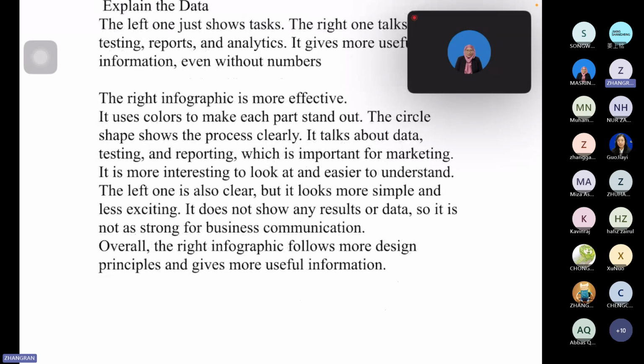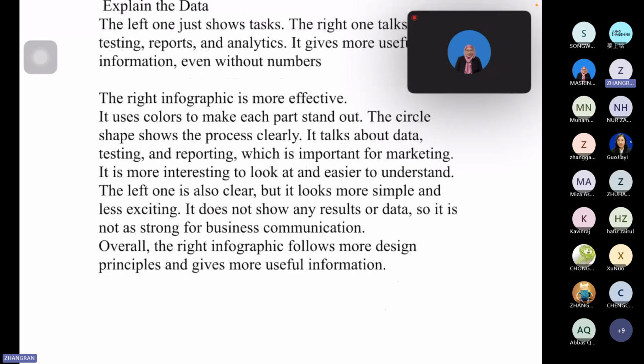It uses three different colors and can help us to understand the different parts. And the circle shape can show the progress very clearly. It shows us some data, like testing and reporting is very important for the market, and it is very interesting that we can understand.